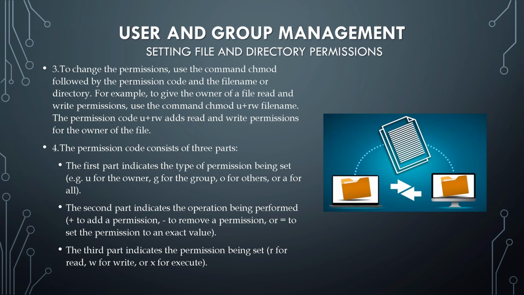4. The permission code consists of 3 parts. The first part indicates the type of permission being set, for example u for the owner, g for the group, o for others, or a for all. The second part indicates the operation being performed: plus to add a permission, minus to remove a permission, or equals to set the permission to an exact value. The third part indicates the permission being set: r for read, w for write, or x for execute.